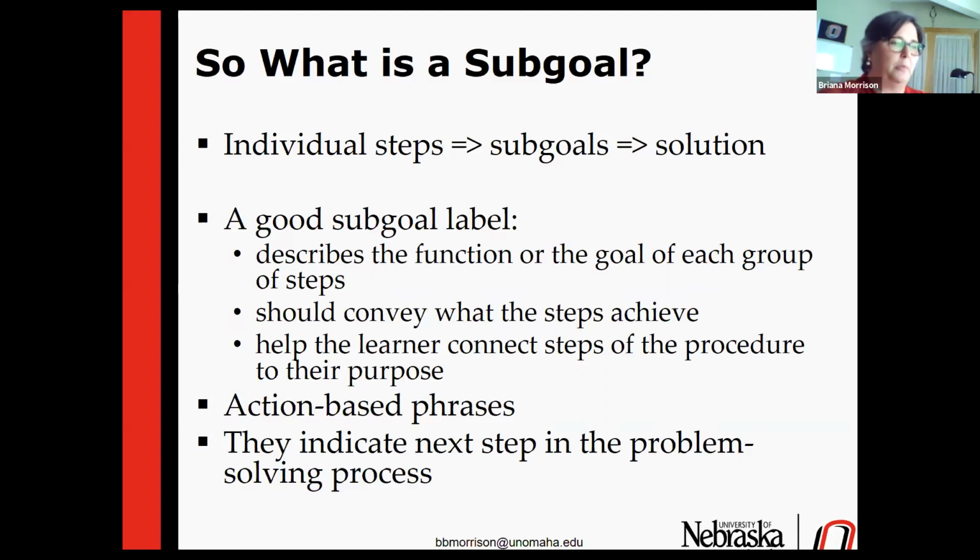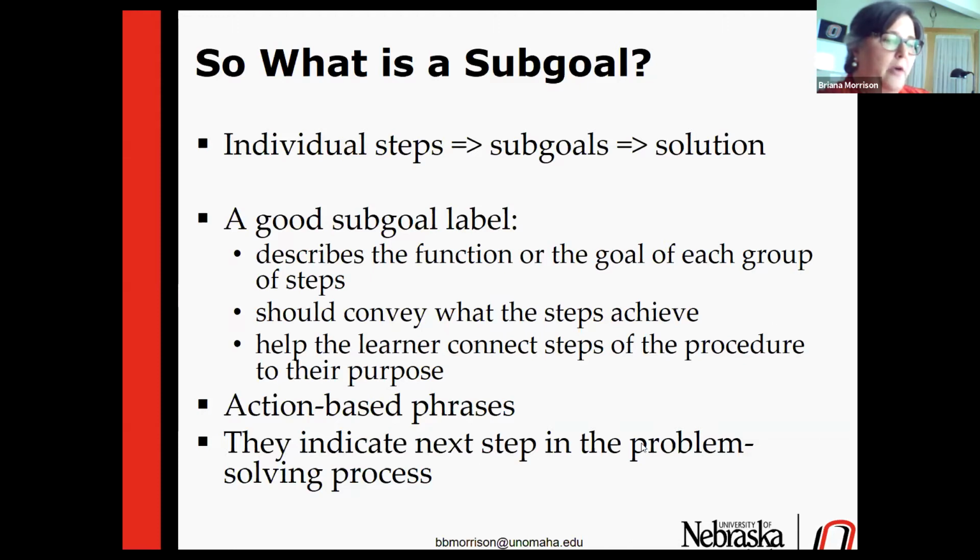A good sub-goal label should describe that function or goal, and it should convey what the steps it groups together want to achieve. And it should help the learner connect the steps to their overall purpose. You typically want them to be an action-based phrase, and they want to indicate to the learner what is the next step in the problem-solving process.